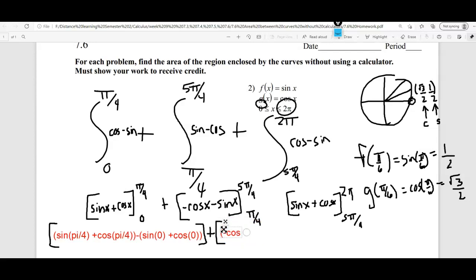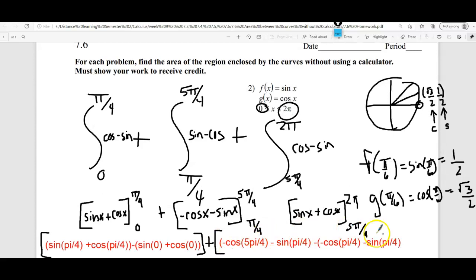So negative cosine of 5 pi over 4, minus sine of pi over 4, minus cosine, negative cosine of pi over 4, minus sine of pi over 4. And that takes care of the second integral.